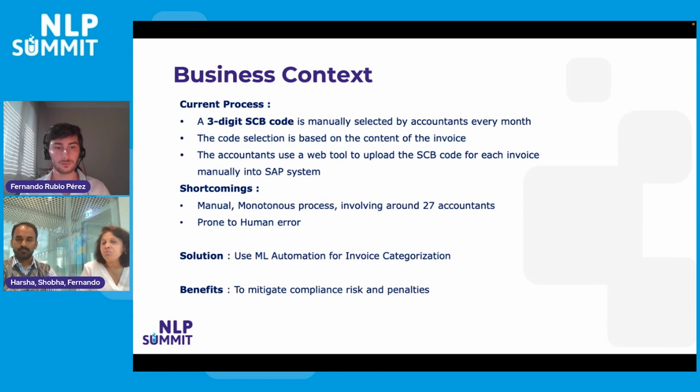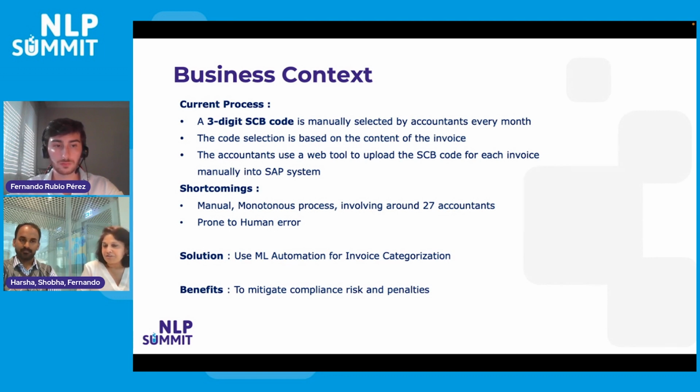And say if an accountant newly joins, then he doesn't have the pre-knowledge, and it's very easy to slot an invoice in the wrong category, because there's also a time pressure from the point they receive the invoice to the point they have to deliver it labeled in the correct category. So to solve this problem, clearly, machine learning automation seemed the way to go to categorize our invoices. And the benefit is to mitigate the regulatory compliance risk and therefore the penalties.